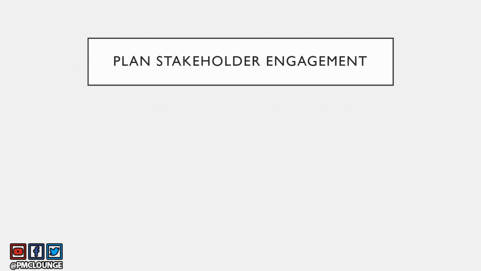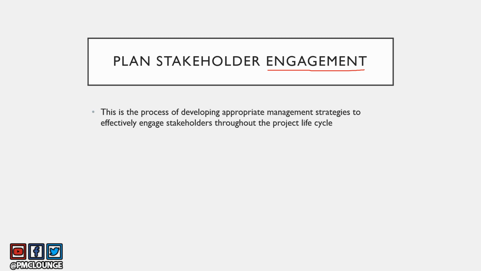The next process in stakeholder management knowledge area is plan stakeholder engagement. So this is where you're engaging your stakeholders. And this is the process where you are going to develop appropriate management strategies to effectively engage stakeholders throughout the project lifecycle, throughout the entire life cycle of the project. You want to make sure that your stakeholders are engaged with the project. So you are coming up with management strategies on how you can engage those stakeholders. That's all that you're doing in plan stakeholder engagement process.